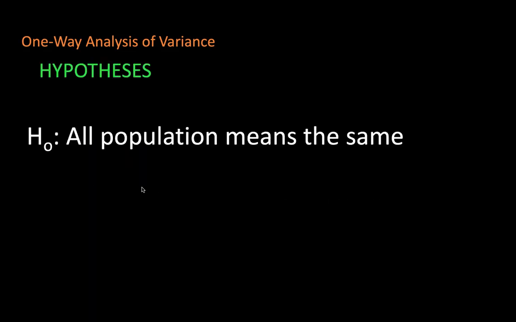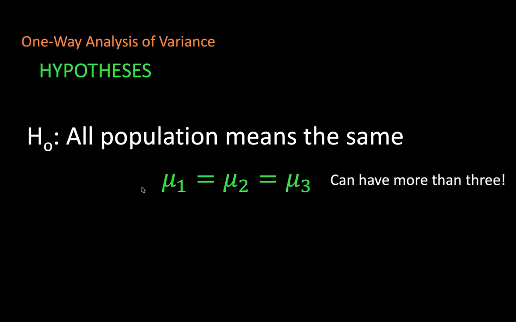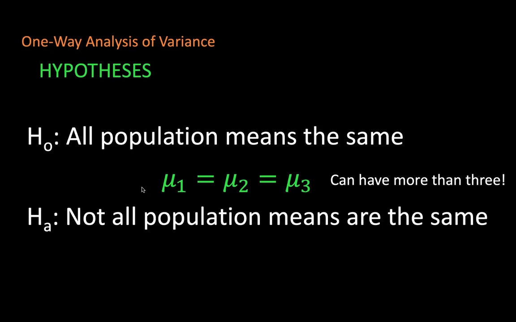Hypotheses. First hypothesis, null hypothesis is that all population means are the same. So that is mu1 is equal to mu2 is equal to mu3. We can have more than 3. Alternative hypothesis is that not all population means are the same. Critical values of F distribution, as we see here.